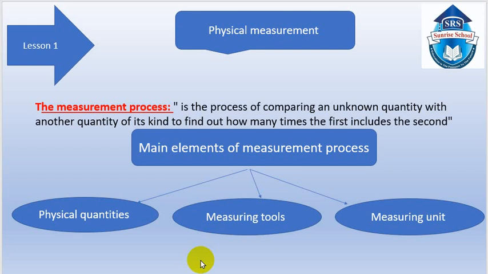Thus, the measurement process is the process of comparing an unknown quantity with another quantity of its kind to find out how many times the first includes the second. Key elements of the measurement process: physical quantities, measuring tools, measuring unit.